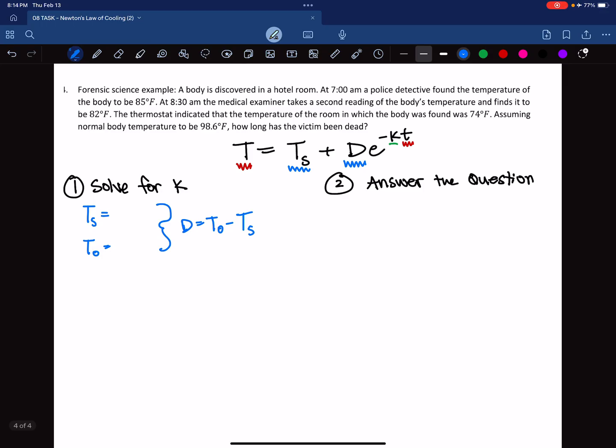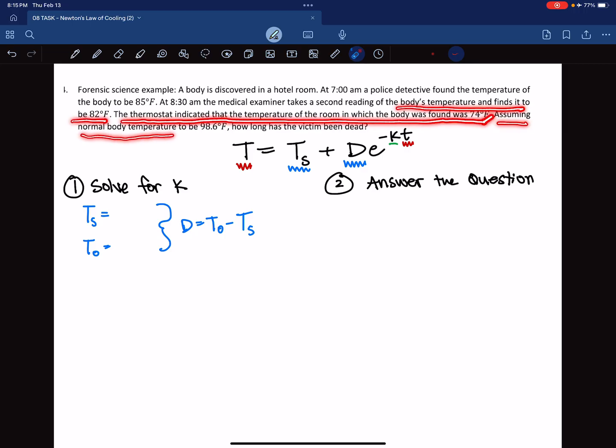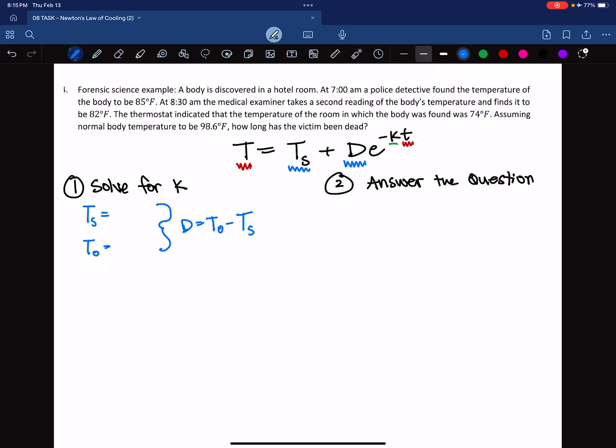So, reading our question. A body is discovered in a hotel room. At 7 a.m., a police detective found the temperature of the body to be 85 degrees Fahrenheit. At 8:30 a.m., the medical examiner takes a second reading of the body's temperature and finds it to be 82 degrees Fahrenheit. The thermostat indicated that the temperature of the room in which the body was found was 74 degrees Fahrenheit. Assuming normal body temperature to be 98.6 degrees Fahrenheit, how long has the victim been dead? Okay, let's see what we can do.